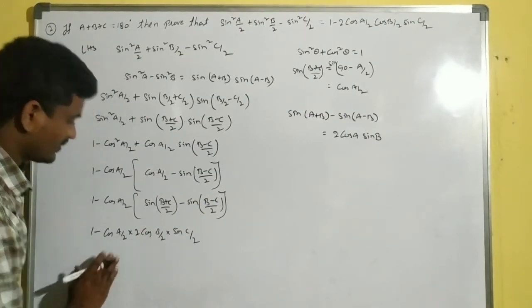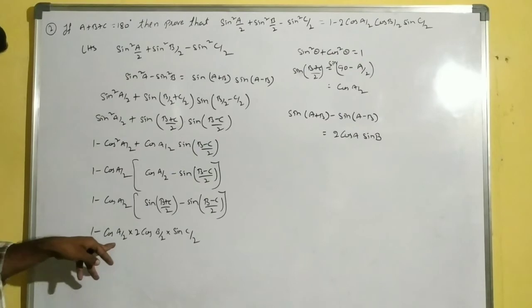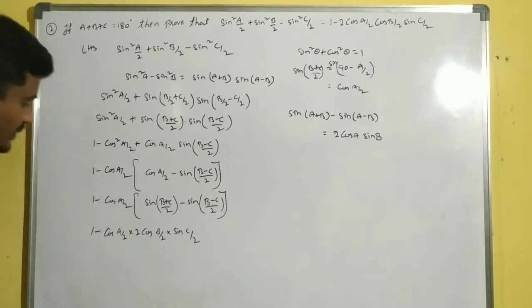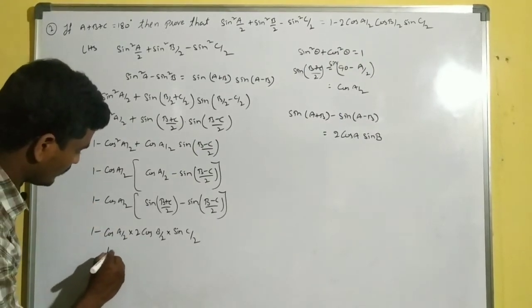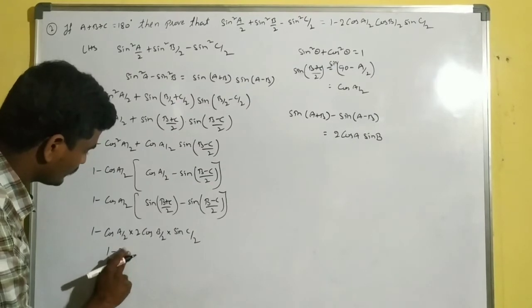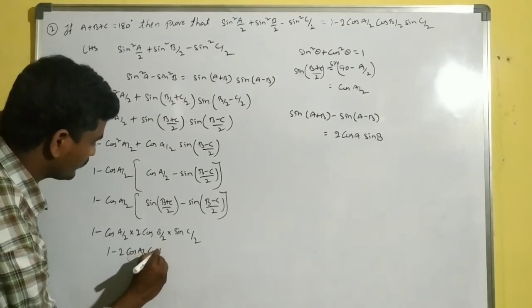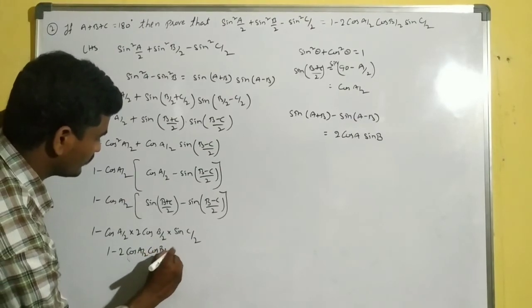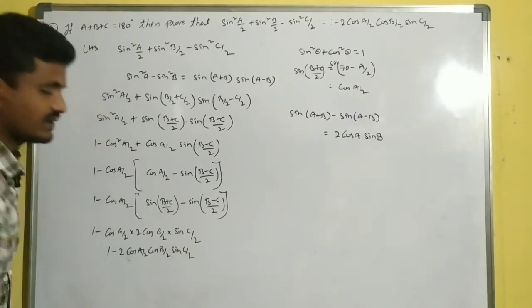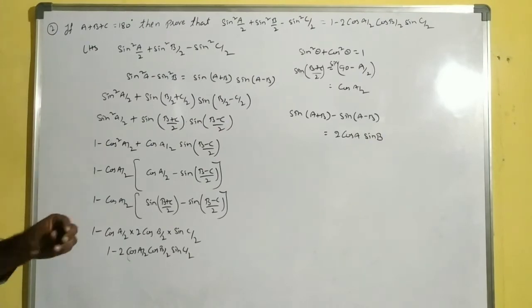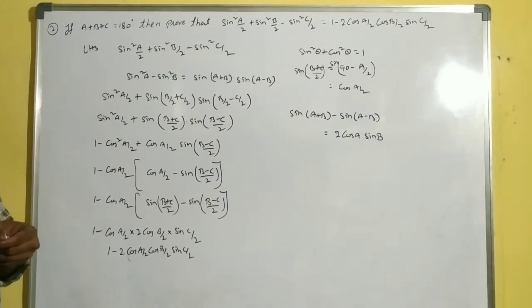Already we got the correct order only. 1 minus cos a by 2. Here 2 we have to write first. 1 minus 2 cos a by 2 cos b by 2 sin c by 2. Like that we can solve.